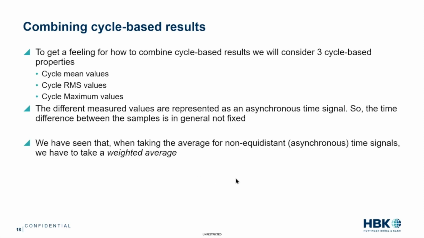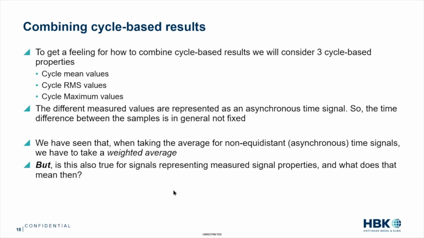So we have seen that when taking the average for non-equidistant or asynchronous time signals, we have to take a weighted average. So that was the more complicated formula that I showed. So the question is: is this also true for the signals representing measured signal properties? And what does that mean then?